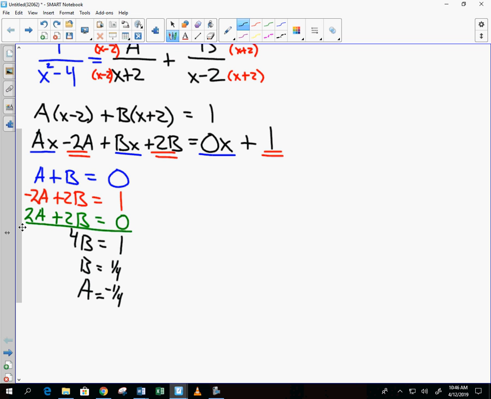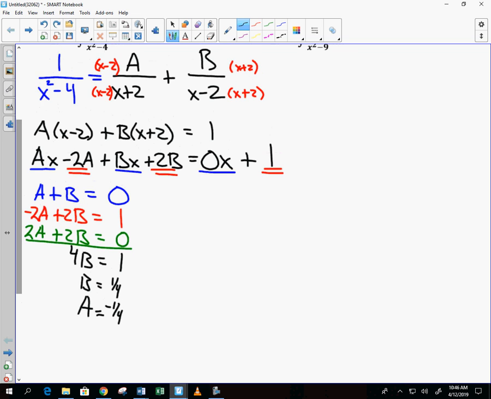It does matter. Yeah, very much so. Because A, or negative 1/4, goes over the x plus 2. B, so you put A over x minus 2? Is that how you set it up? Then you're fine. Okay. All right.